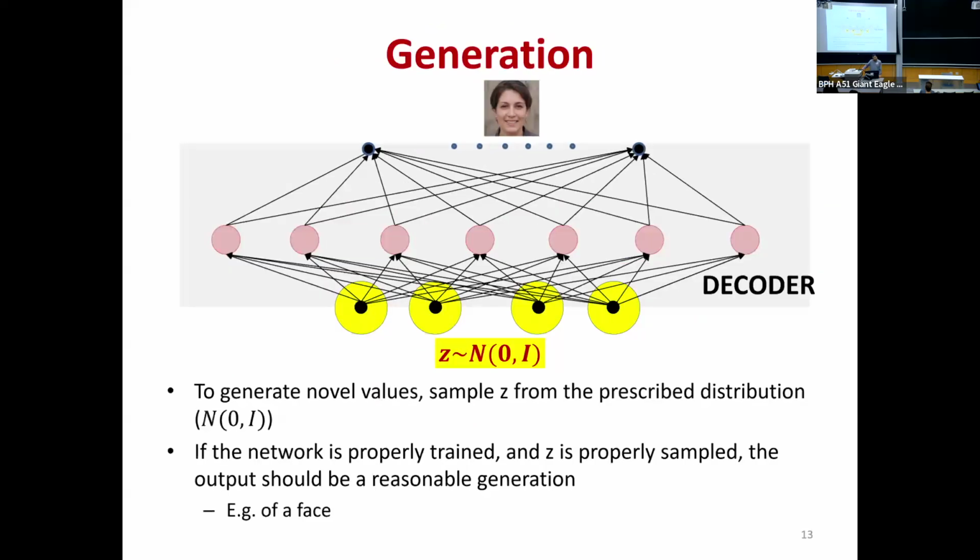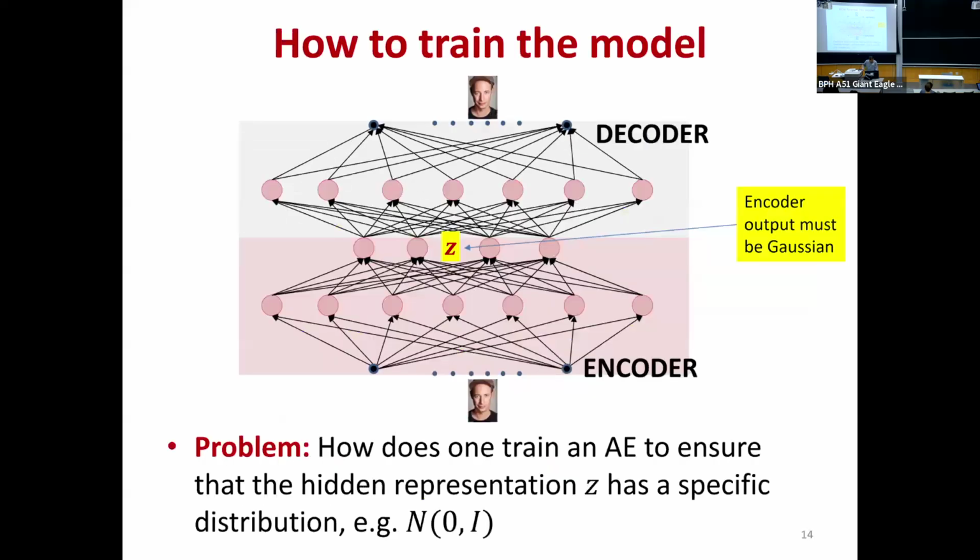And so if we could somehow constrain the model so that the z values come from the standard Gaussian, then to generate novel inputs of the kind that the model has been trained on, all we need to do is sample z from the standard Gaussian and pass it through the decoder of the AE, and whatever comes out should, in principle, look like the kind of data that you trained the model on. For example, if you train it on faces, what comes out should look like a face. But then how do we train this model?